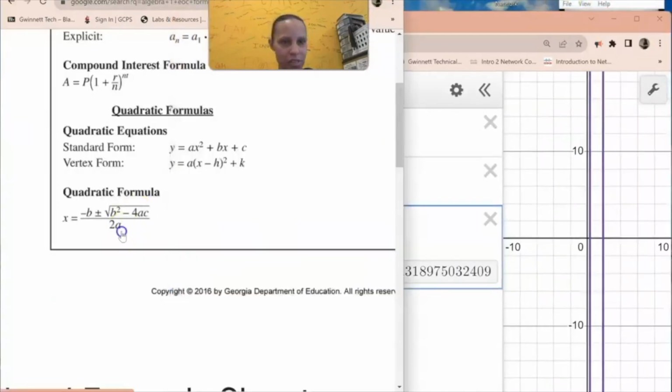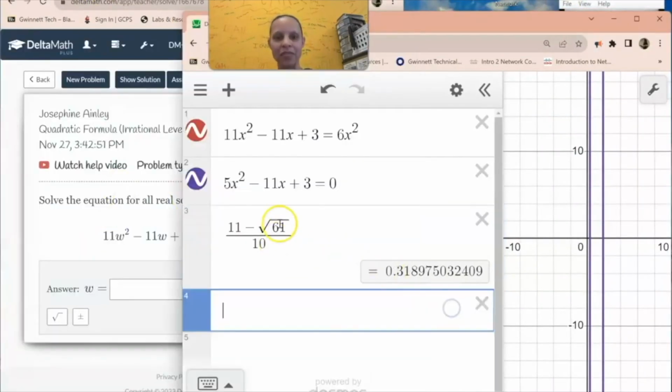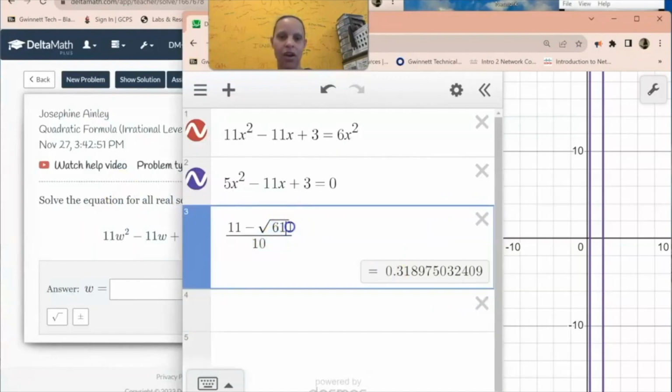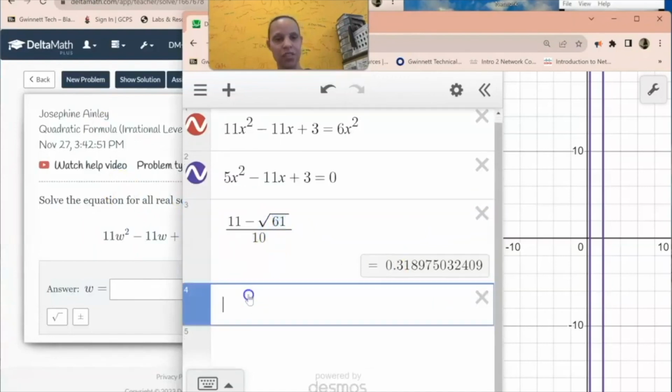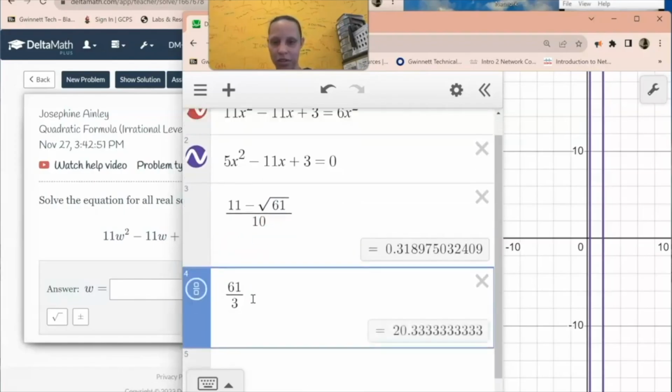I got one more step to do because I have to simplify. The question says in simplest form, I'm pretty sure somewhere. Yep, in simplest form. So we have to simplify this radical. All right, so we have to do factors. So 61. We're going to break down 61. 61 divided by 2 doesn't work. Divided by 3 doesn't work.